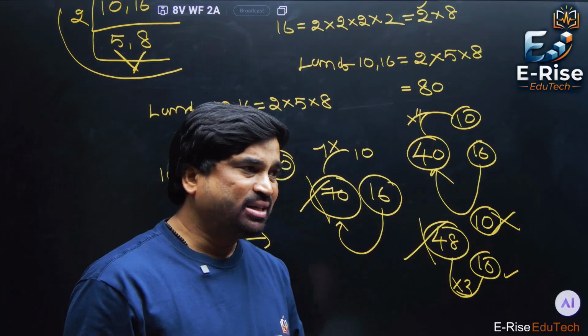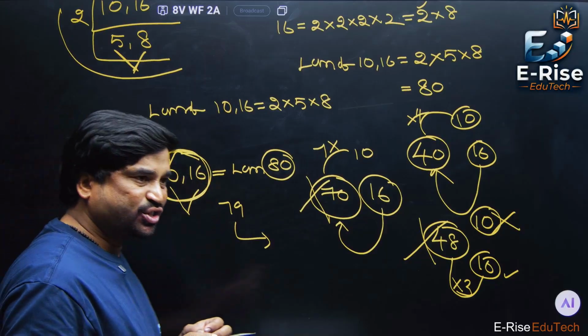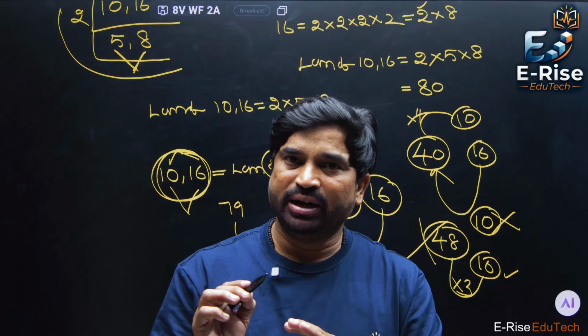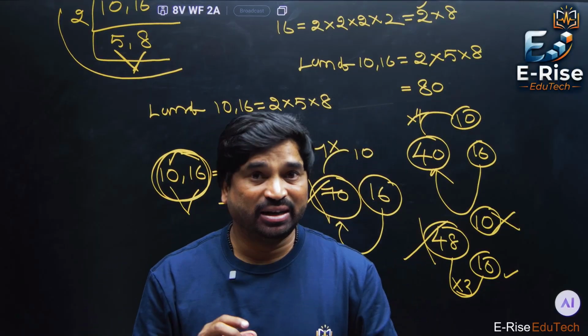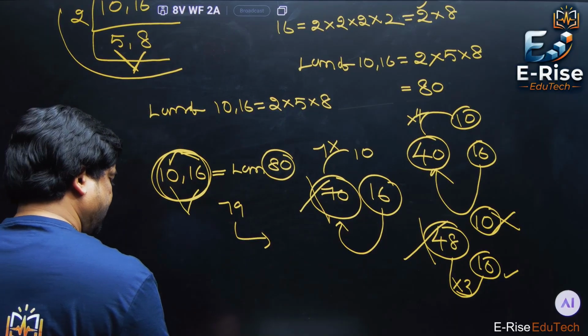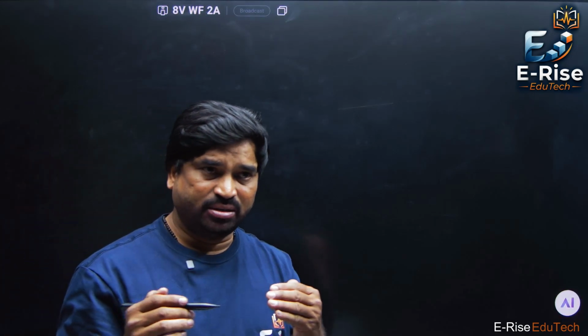Least common multiple means a common multiple of whatever the given numbers are. Suppose your example is 10 and 16. The least common multiple starts with 80 only, not below. Below is not applicable. That's the entire meaning of the LCM. Okay, see that. Suppose there is no common multiple between the given numbers.